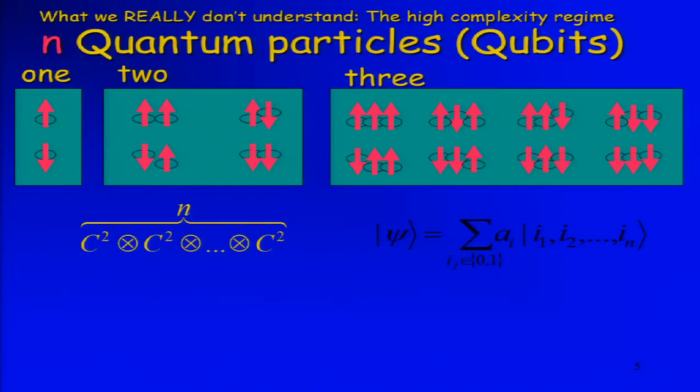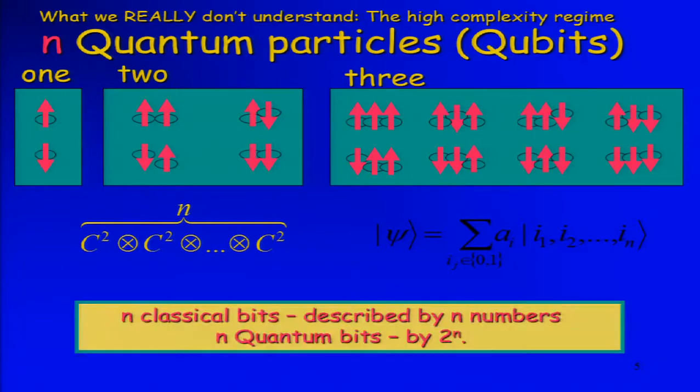A quantum state of n particles, n quantum bits, in general is a superposition of exponentially many possible configurations. And to describe it, you need to describe the coefficient in front of each one of the 2 to the n possible configurations. So this is really where the difference between quantum mechanics and classical mechanics goes to the next level.